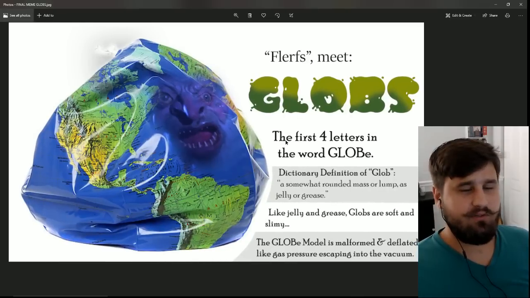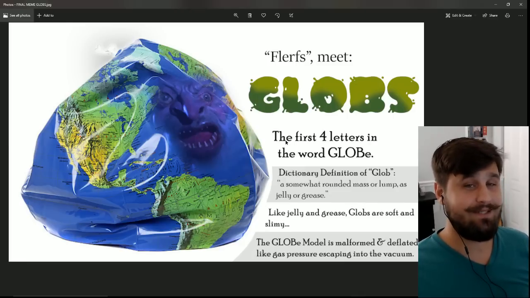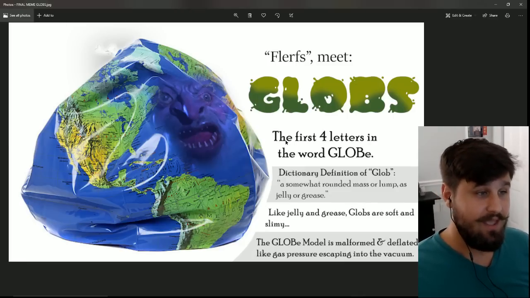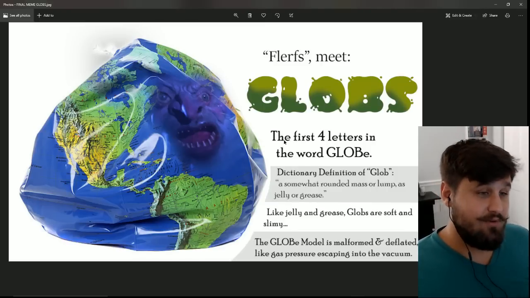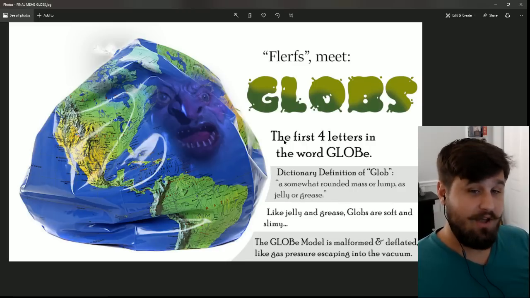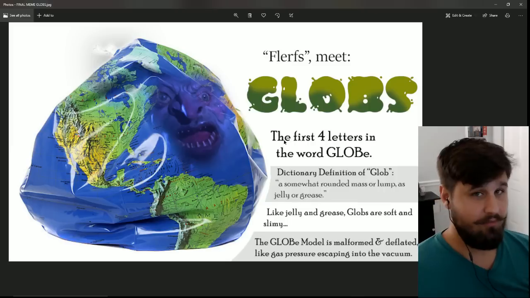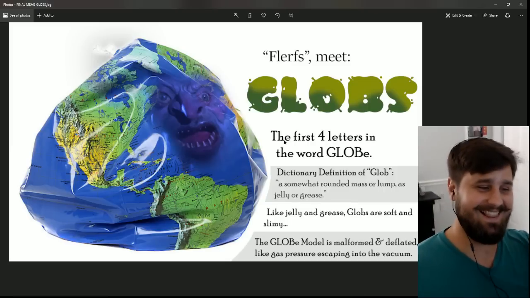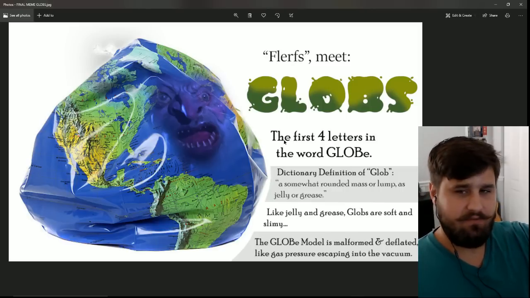The first four letters in the word globe is glob. According to one dictionary definition, glob means, quote, a somewhat rounded mass or lump, as jelly or grease. Like jelly and grease, globs are soft and slimy. The glob model is malformed and deflated, like gas pressure escaping into the vacuum. So, friends, this is the face of the glob model.